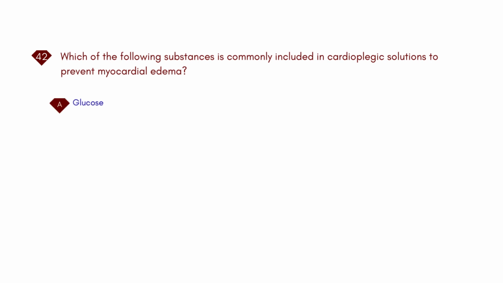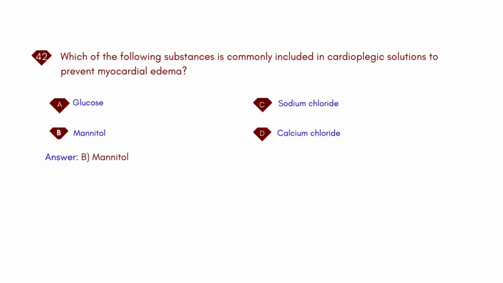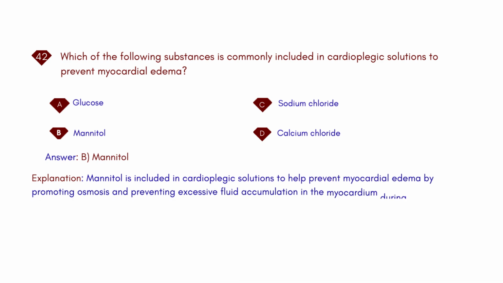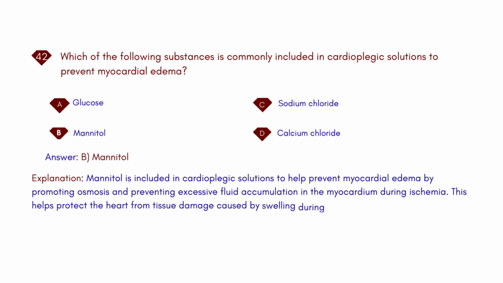Which of the following substances is commonly included in cardioplegic solutions to prevent myocardial edema? A. Glucose. B. Mannitol. C. Sodium chloride. D. Calcium chloride. Answer: B. Mannitol. Explanation: Mannitol is included in cardioplegic solutions to help prevent myocardial edema by promoting osmosis and preventing excessive fluid accumulation in the myocardium during ischemia. This helps protect the heart from tissue damage caused by swelling during surgery.